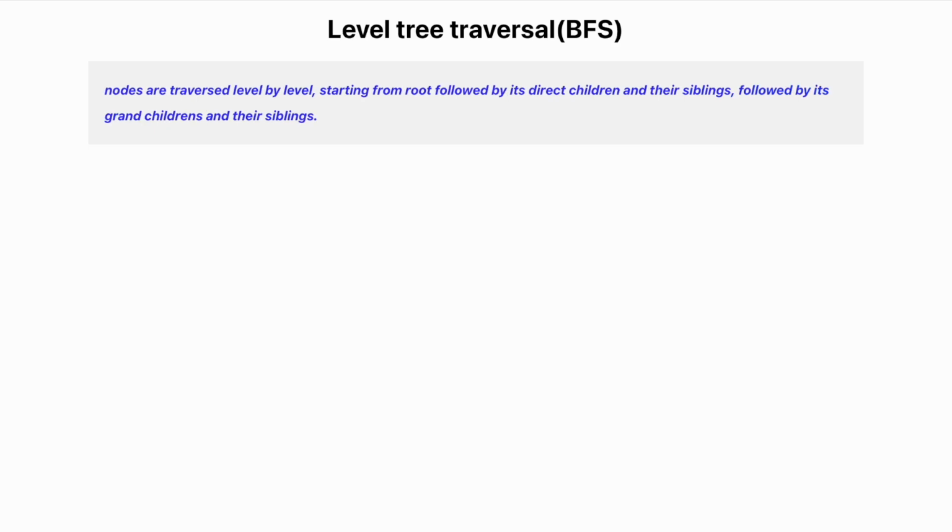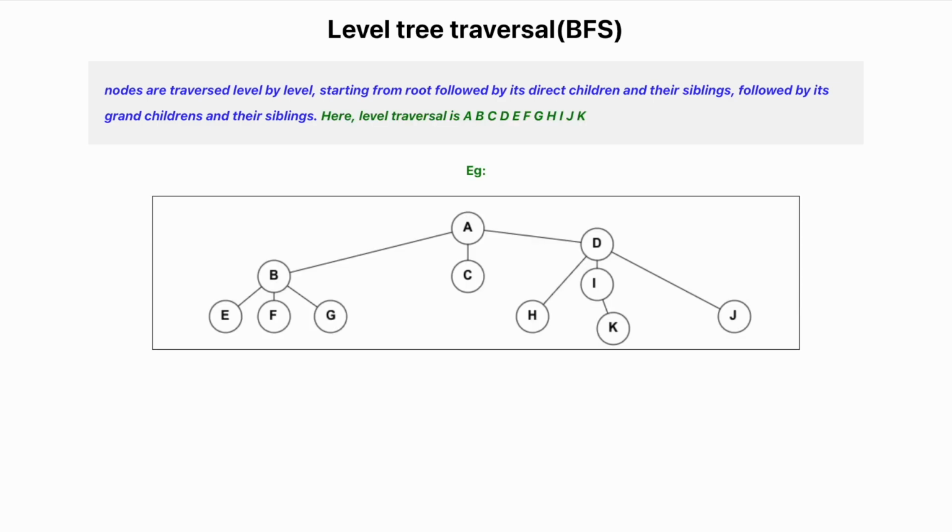In level order traversal, nodes are traversed level by level, starting from the root, followed by its direct children and their siblings, followed by its grandchildren and their siblings. Here, the level order traversal is A, B, C, D, E, F, G, H, I, J, K.